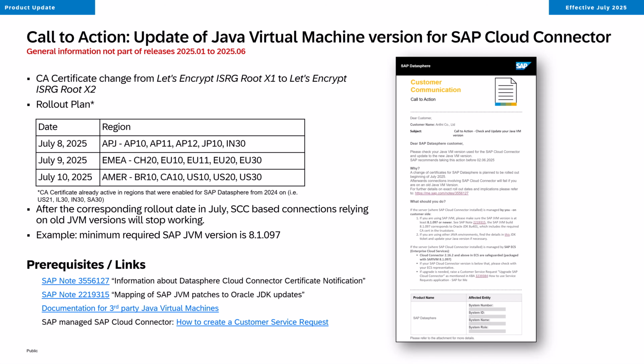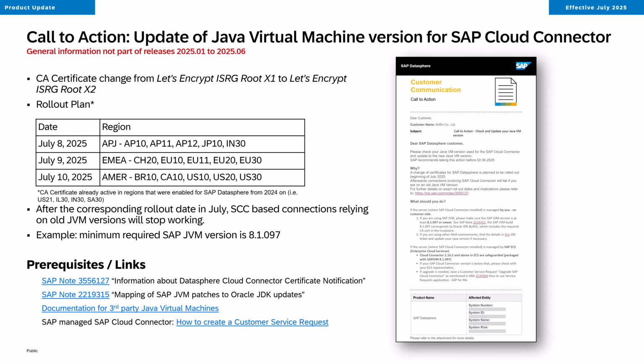With this slide, we want to make you aware that there will be a root certificate change on SAP Datasphere side, which is rolled out early July for SAP Datasphere instances in the hyperscaler regions that are listed in the table on the left. This update might require an update of the Java virtual machine that is used by SAP Cloud Connector setups on customer side, because after the rollout in July, Cloud Connector-based connections in SAP Datasphere that rely on old Java virtual machine versions will stop working.